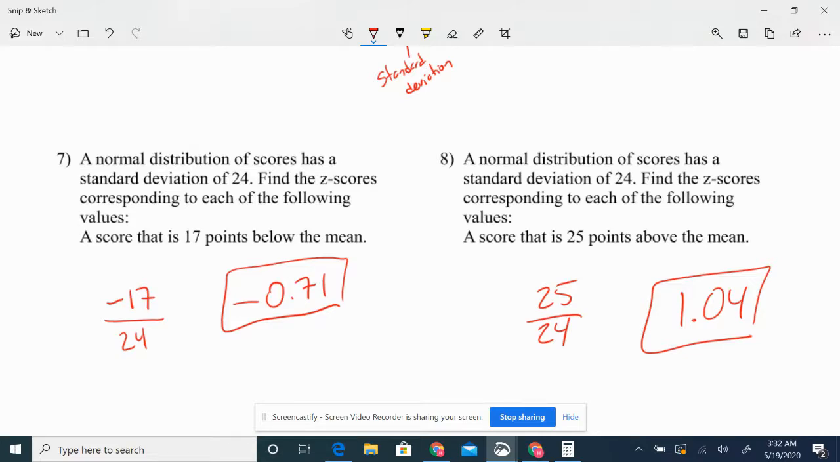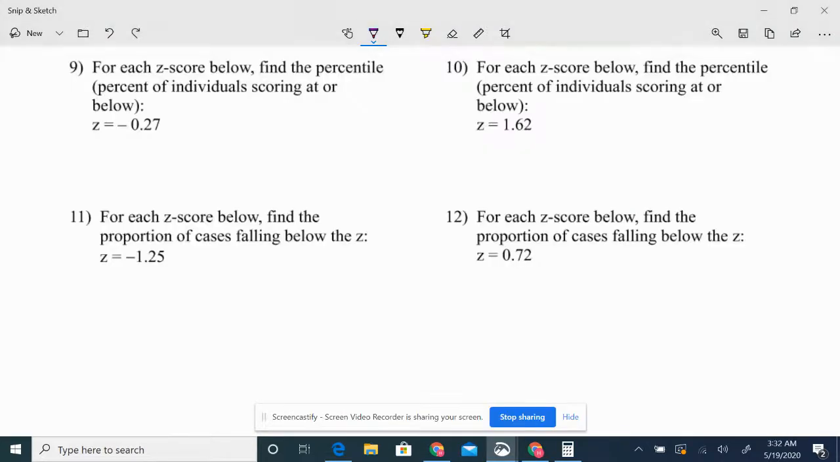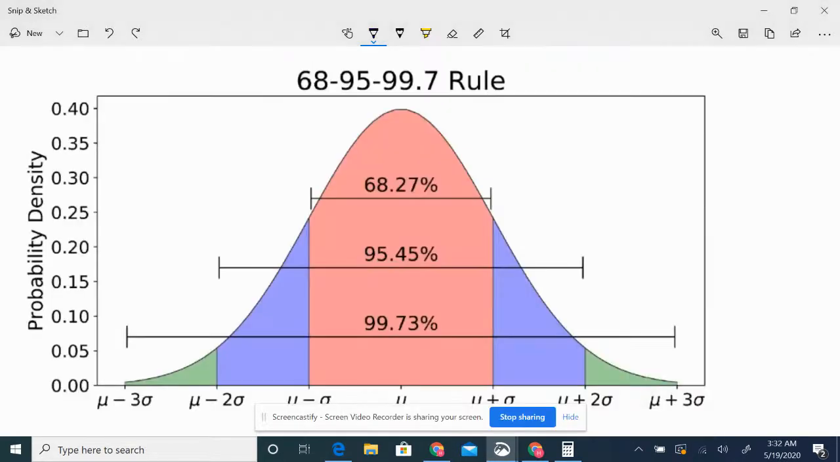That's how easy it is to find a z-score. Now, let's take a look at this. For each z-score, I'm going to give you the z-scores now. Find the percentile, so percent of individuals scoring at or below a certain z-score. Now, let me talk about percentages.